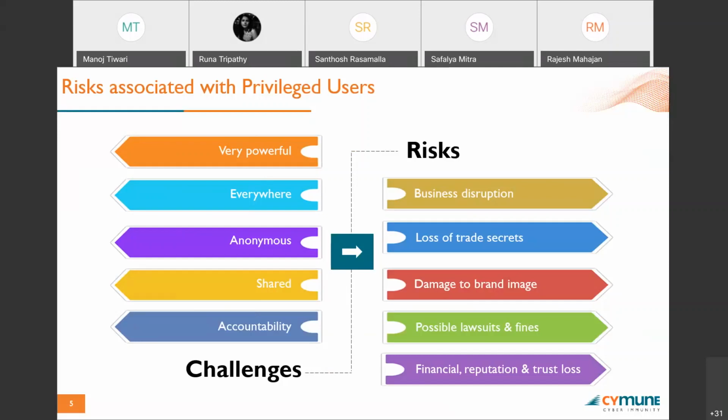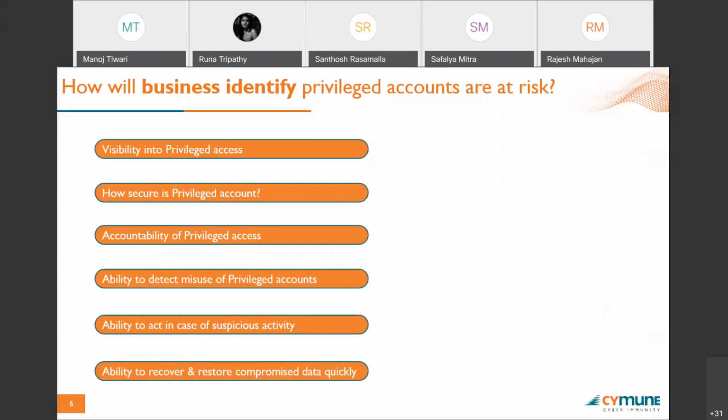So we have to really take care of these accounts. But how will a business identify whether their privileged accounts are at risk, right?